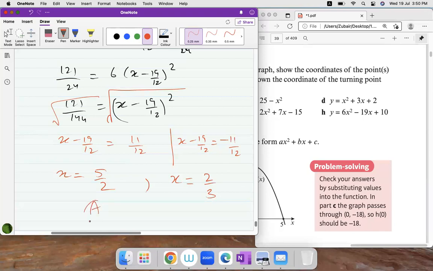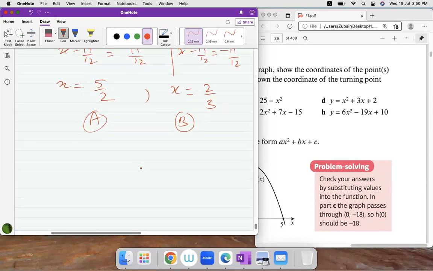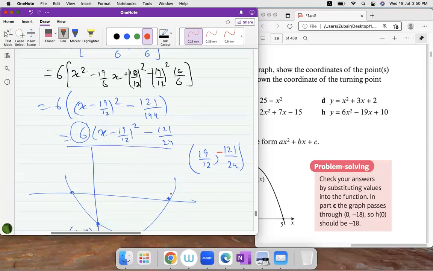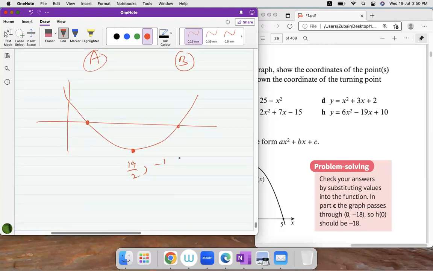So if I say this is A, this is B, both of these are positive, so it intersects on the positive x-axis. Firstly, our turning point was 19 by 12 and minus 121 by 24. This is the turning point. It intersected at x equals 0 and y equals 10. And these are the 2 points.